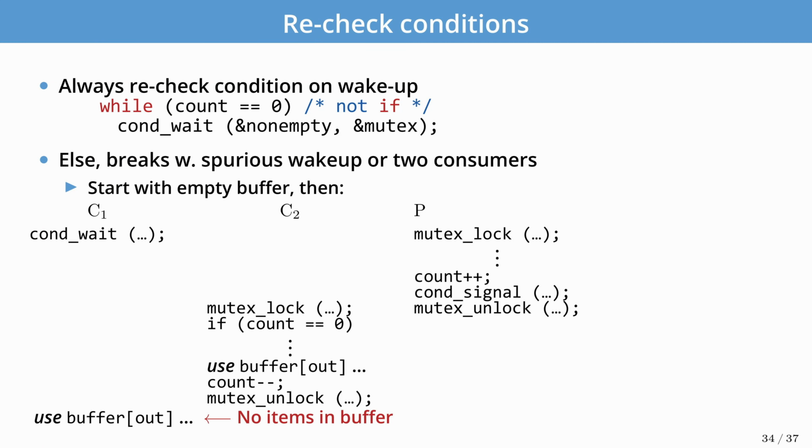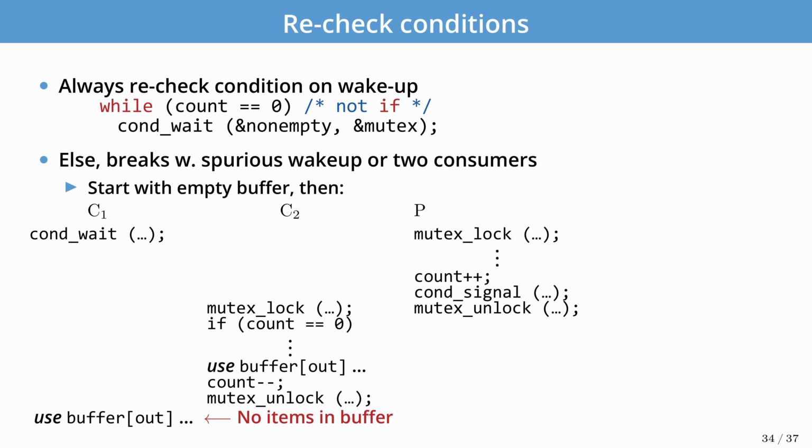There are a few key things to remember with condition variables. While there are 2 variations of condition variables, the ones used by virtually all modern systems require you to always re-check the condition on a wake up. So here you see that you still use a while loop, checking that count is equal to 0, or that count is equal to a full buffer, before calling condition wait. It's not an if.